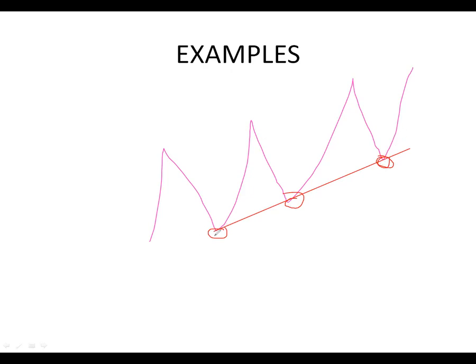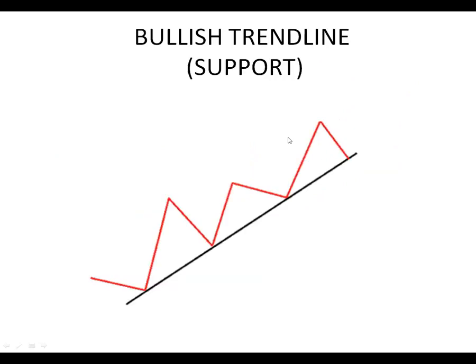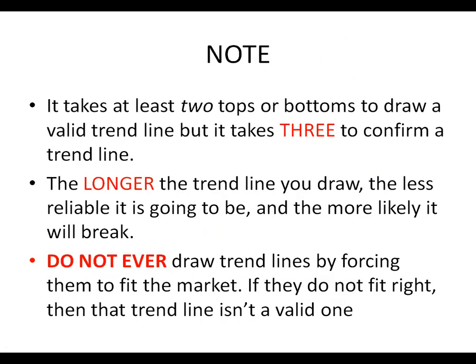So once it bounces off here, that's the same thing here. You are waiting for the 3rd one to happen. Once the 3rd one happens, then you know that indeed the direction of the market is an uptrend. But when it does only 2, you don't say it is a trend line. Is that okay? So that is what point 1 is saying. Point 1 is saying that it takes at least 2 tops or bottoms to draw a valid trend line, but it takes 3 to confirm a trend line.